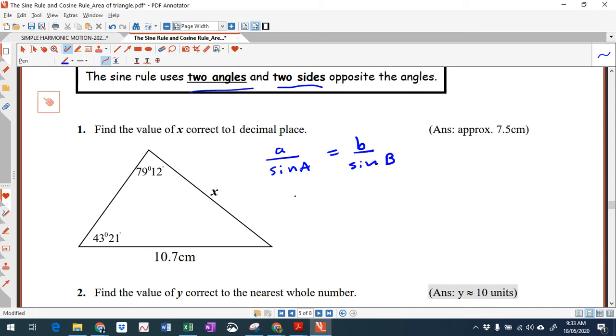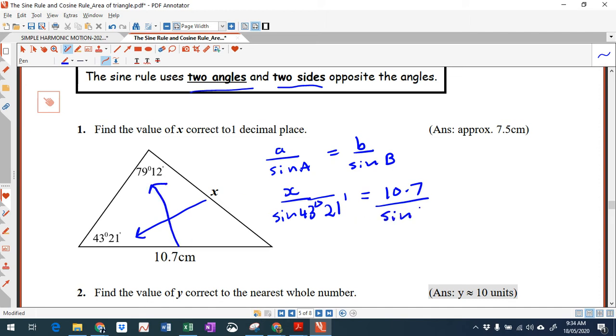x will be the unknown side, and the angle opposite that is 43 degrees 21 minutes. So this will be sine 43 degrees 21 minutes. And the other side is 10.7 divided by sine of the angle opposite that side, which is 79 degrees 12 minutes.